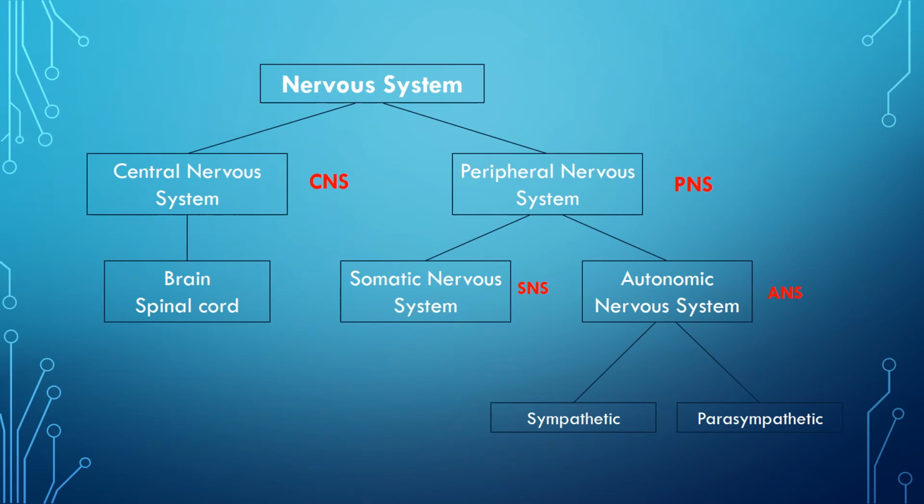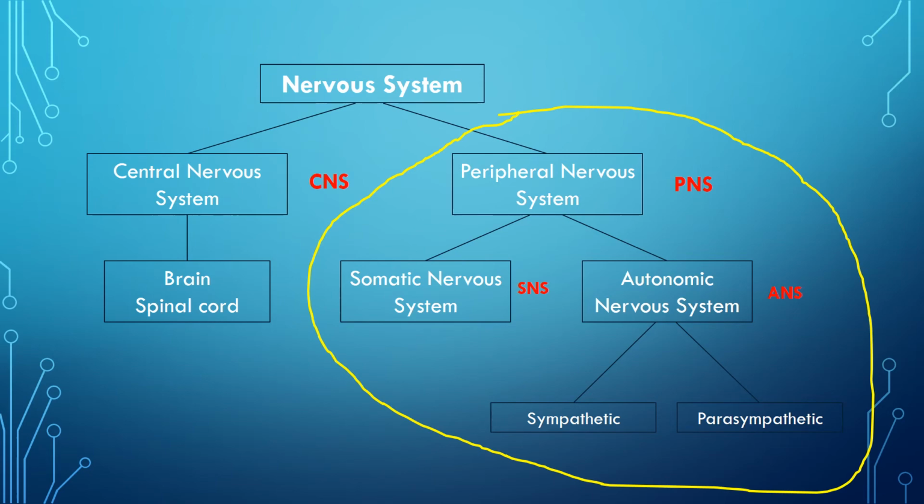So, having had a good look at the brain and central nervous system, now we need to have a look at the peripheral nervous system. The peripheral nervous system is broken into the somatic nervous system and the autonomic nervous system. And the autonomic nervous system is broken down into the sympathetic and parasympathetic systems.